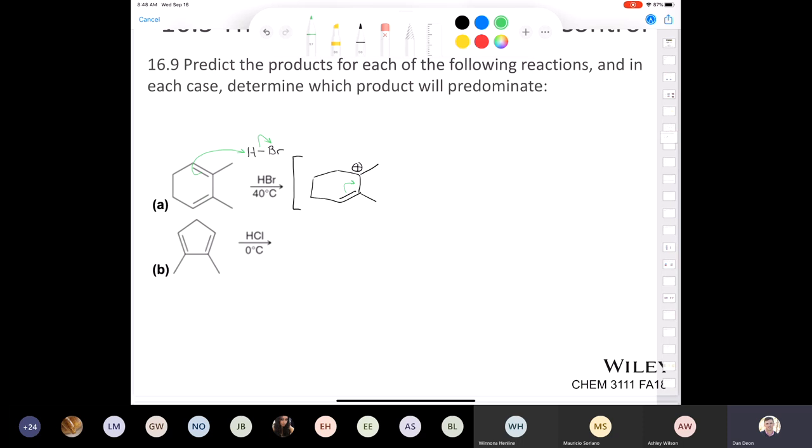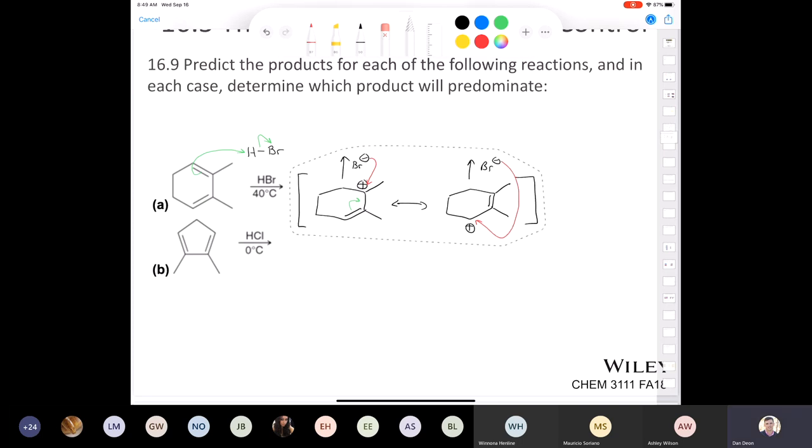It's an allylic carbocation, so I can delocalize those electrons, and I can draw this carbocation as well, where I have the positive charge down here. These are the two resonance structures. Now I'm going to get my bromide attacking. So here's bromide. And that nucleophile is going to attack the carbocation, and I'm going to end up with two products. And let's draw the products that we would get. So we would end up with something that looks like this.